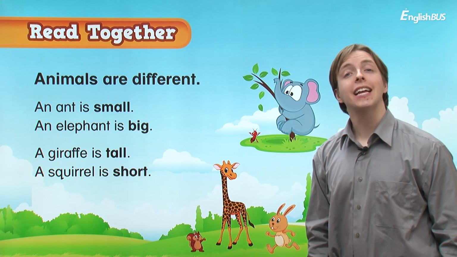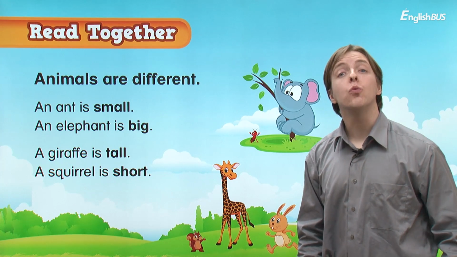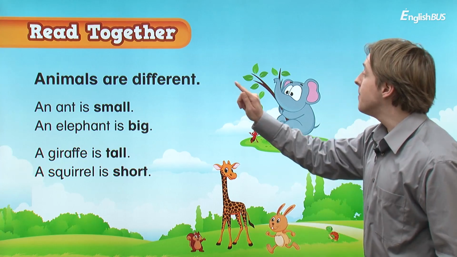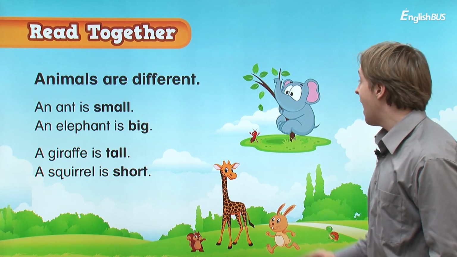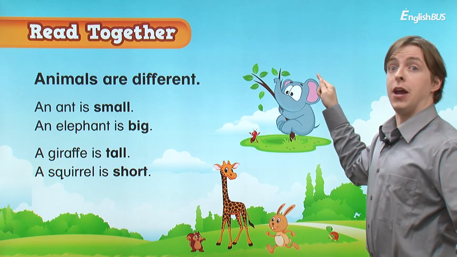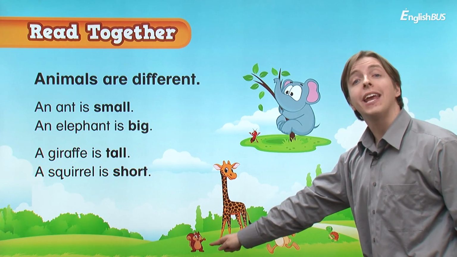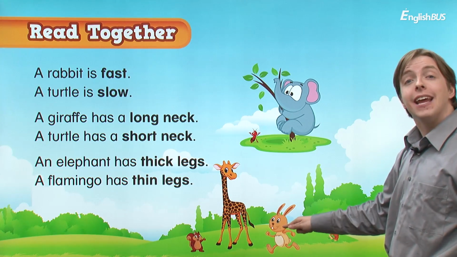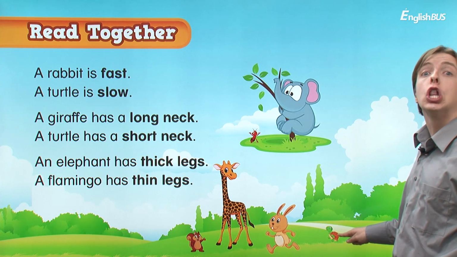Now let's look on the next page and let's read the sentences together. This is where we review everything we've learned in this unit. So, animals are different. That's very true. So how are they different? An ant is small. An elephant is big. A giraffe is tall. A squirrel is short. A rabbit is fast. A turtle is slow.